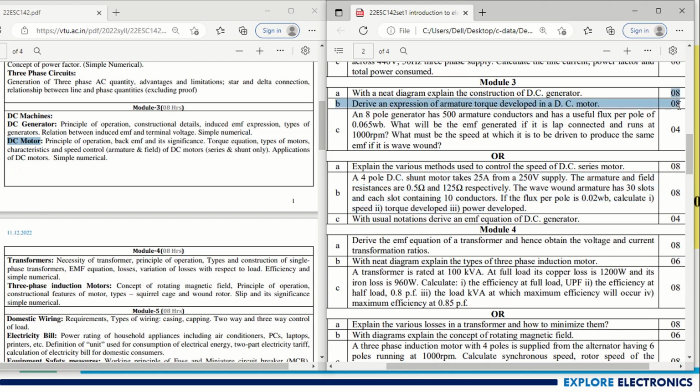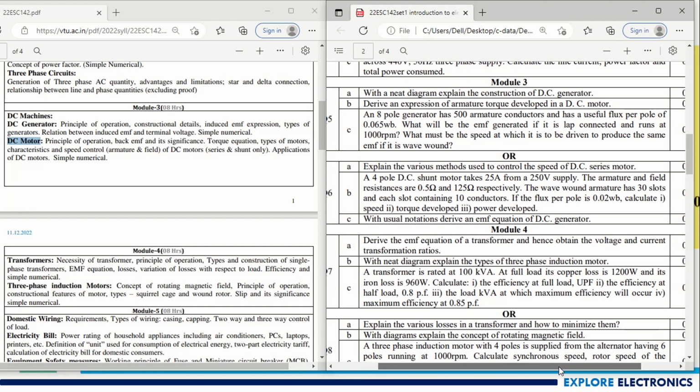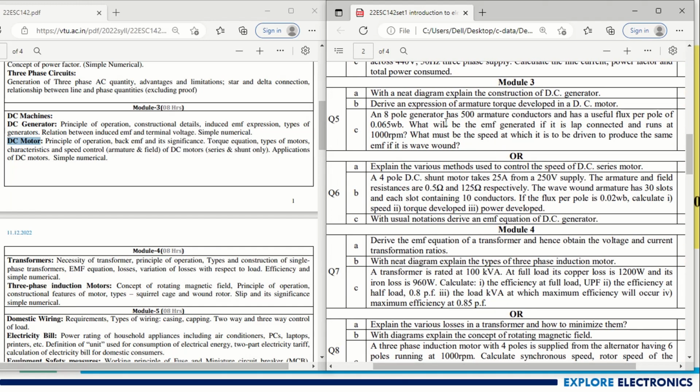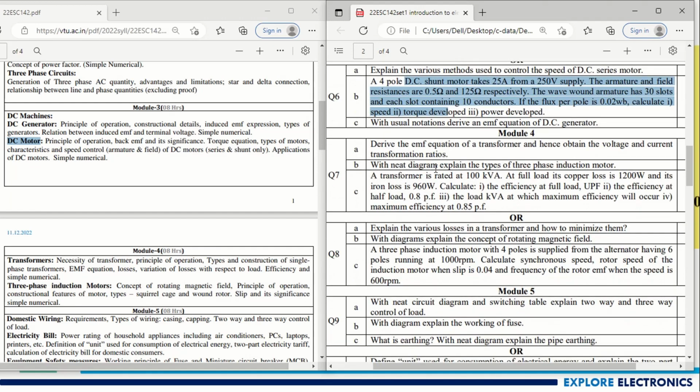Here the theory part is more. Likewise, they are going to divide the question of 20 marks into a problem part and a theory part. Here also you can expect one problem from DC motor. You can see here and also here. So you will get one problem for sure.